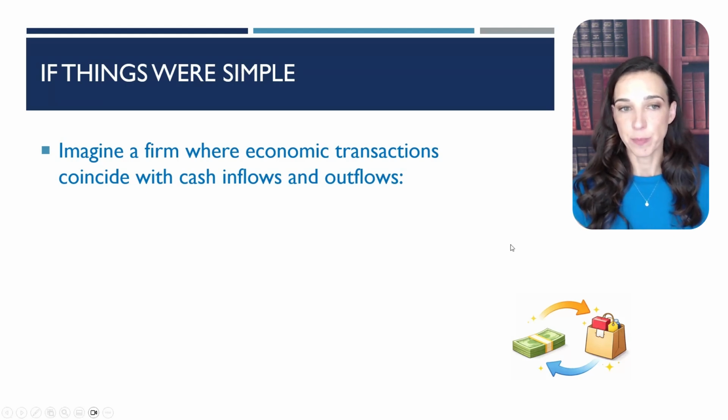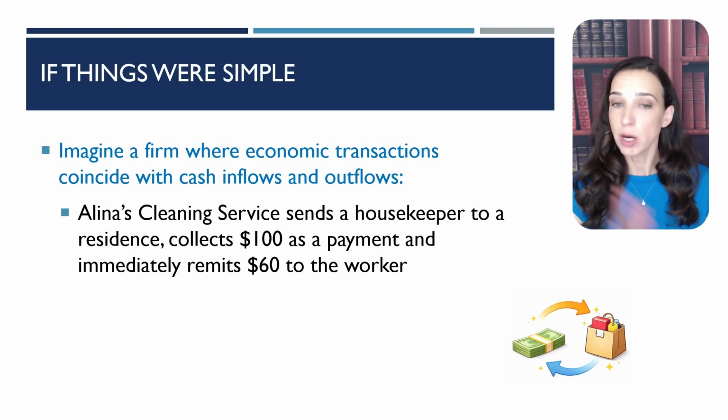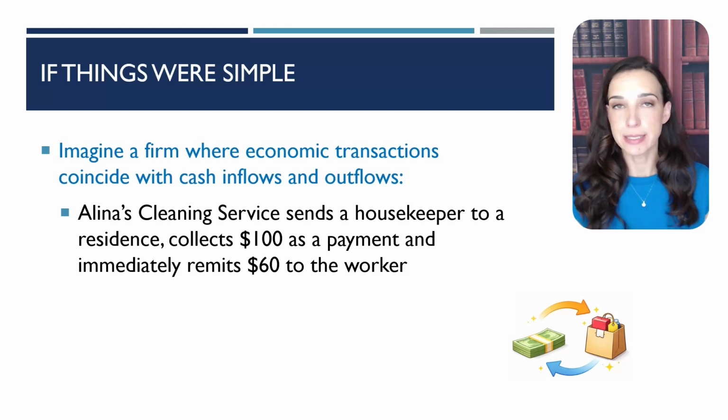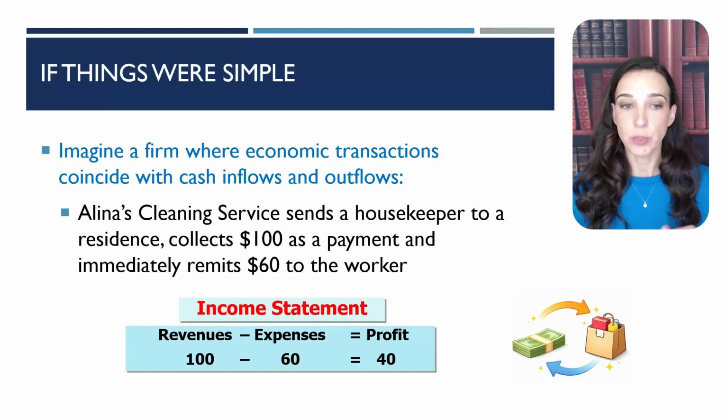Here's a scenario. Let's say that we have a company called Alina's Cleaning Service, and it sends a housekeeper to a residence, collects $100 as payment immediately, and also immediately remits $60 to the worker. In that situation, everything is really easy, right? We know what the income statement is going to look like. On the revenue side, we have $100. On the expense side, we have $60. The profit is $40. We don't really have any assets or liabilities to worry about because the only thing that happened is the cash also went up by $40.